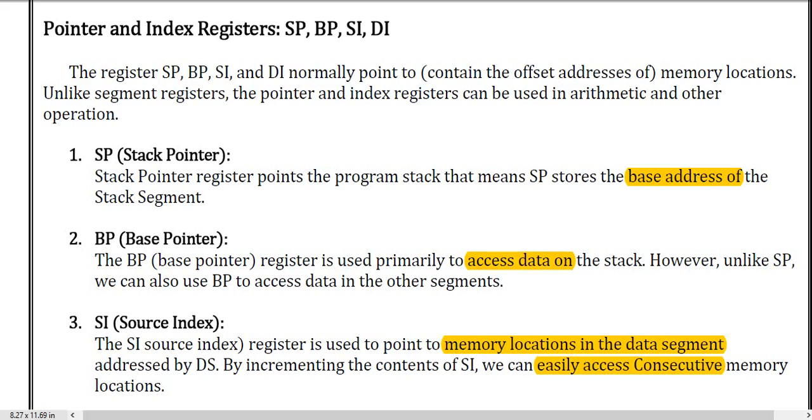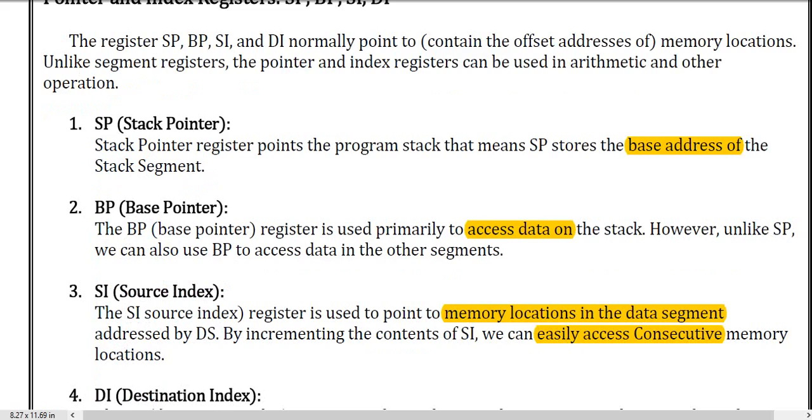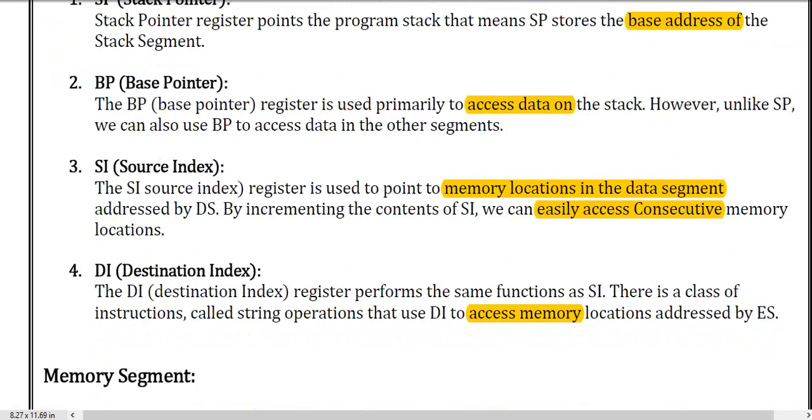Here BP is denoted as the base pointer. This register is primarily used to access the data on the stack. Here SI and DI are the source and destination index. Those are used for memory locations in the data segments. This SI is for the source index and this DI is for the destination index, to access the memory location easily.